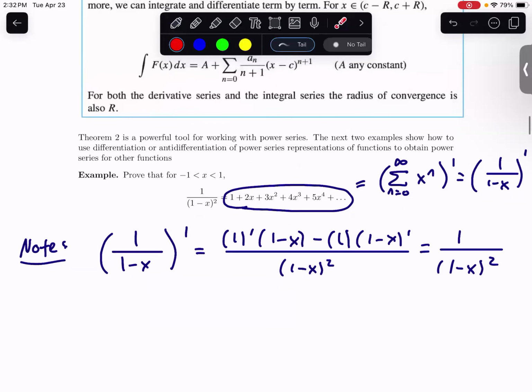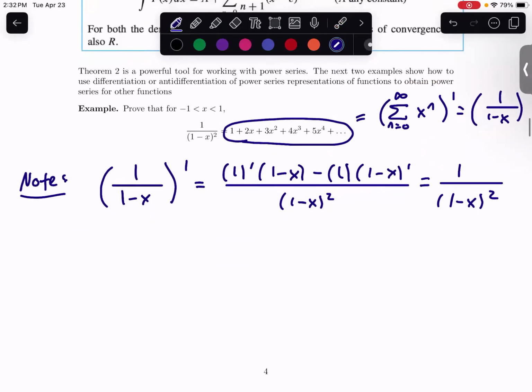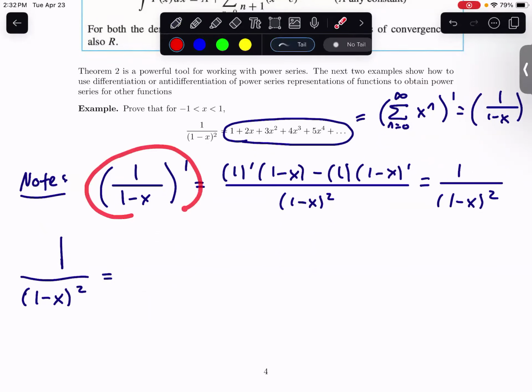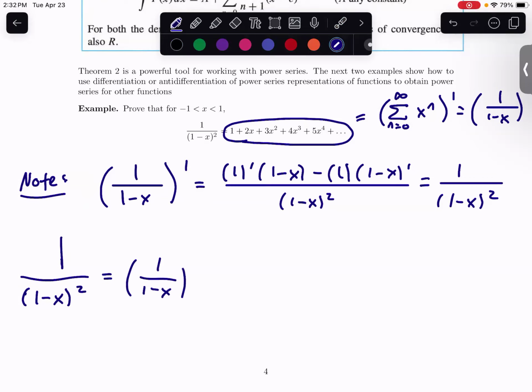Okay, so you already see that the derivative of 1 over 1 minus x is equal to this, which is equal to this, which is equal to this. So we're done with the problem, but I'm just going to write it out in a single line. What we just showed is that 1 over (1 minus x) squared is equal to the derivative of 1 over 1 minus x.